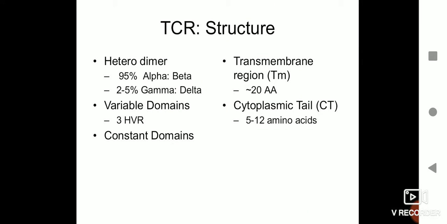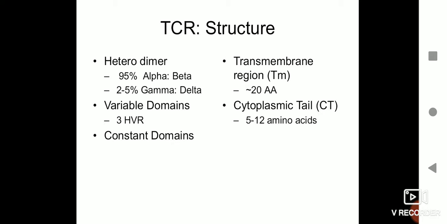As you have seen structurally just now, it is a heterodimeric molecule. In the human body, 95% of the T cells carry alpha beta type T cell receptors, and only 2 to 5% of the T cells will be found carrying gamma delta T cell receptors. The major one is only the alpha beta T cell receptor.